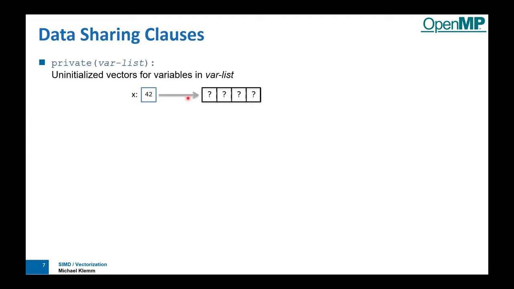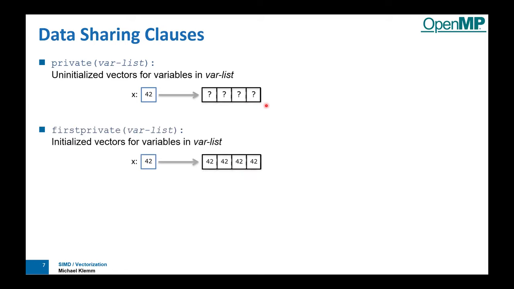Data sharing classes. If you went through all of the series, you're very familiar with those, but I'm going to slightly reinterpret their meaning in terms of SIMD. So, for instance, where we said a private clause with a variable list produces an uninitialized copy per thread, we now have an uninitialized copy of that variable per SIMD lane or per vector element. Okay, so the original x variable becomes an uninitialized list of x0, x1, x2, x3, and so forth, one per vector lane.